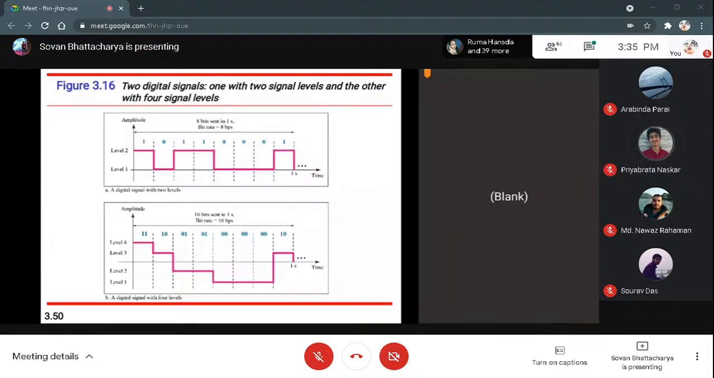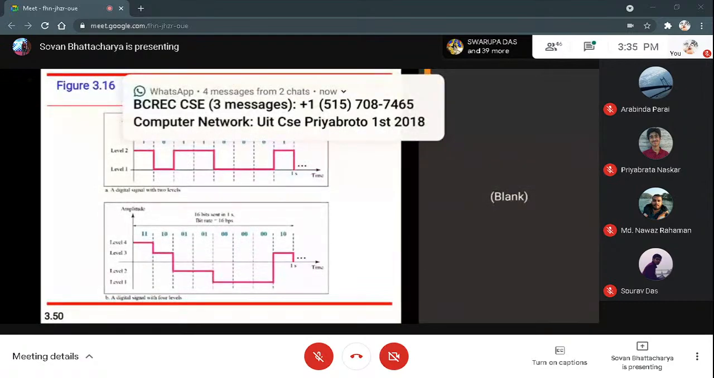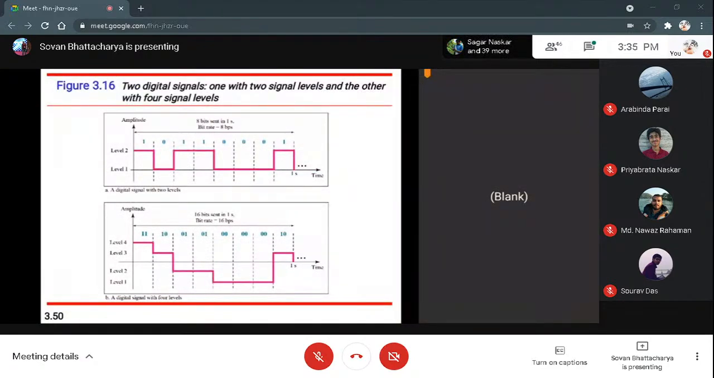Yes, sir, clear. Okay, that means your horizontal line is at which level? If it is level 1, that is 0. If it is level 2, that is 1 actually. Now in the fourth level wise, I have level 1, level 2, level 3, and level 4. So actually that is 2 bit positions. Here only one bit, but here 2 bit wise.